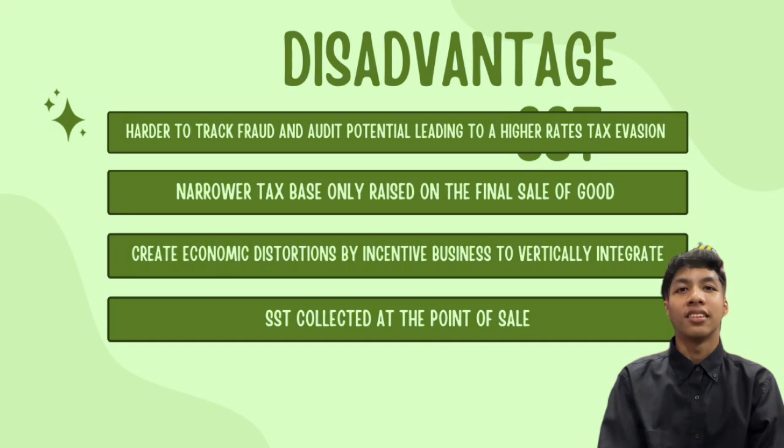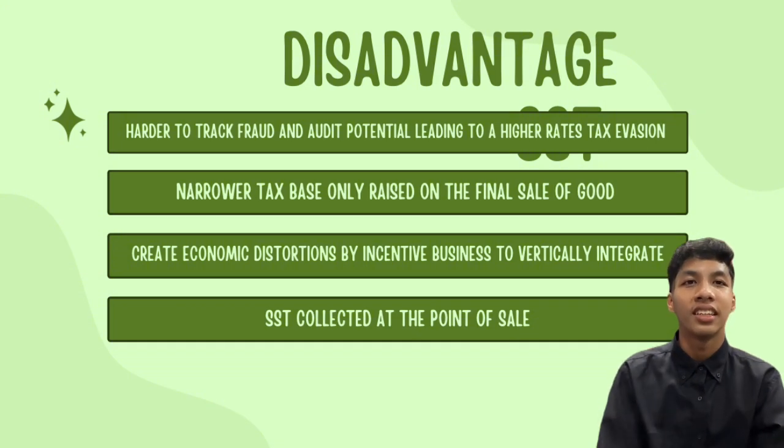Secondly, it has a narrow tax base. SST typically has a narrower tax base as it is only raised on the final sale of goods and services, which can limit revenue generation. Thirdly, it incentivizes businesses to vertically integrate to avoid multiple taxation points. And lastly, it is an incentive for evasion. SST is collected at the point of sales. There is more incentive for businesses to evade taxes by under-reporting sales.